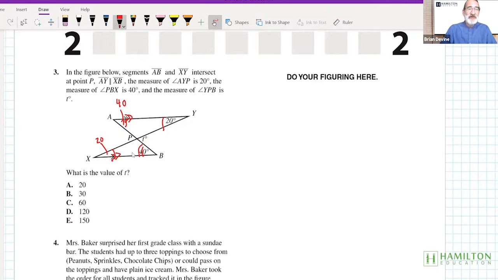Now, using the triangle sum theorem, I know that in triangle XPB, the sum of the 3 angles inside has got to be 180. And so this other interior angle here must be 120 degrees, because 120 plus 20 plus 40 is 180. And these 2 angles here, T and XPB, must add to 180. And so that tells us right away that T must be 60 degrees, which is C.